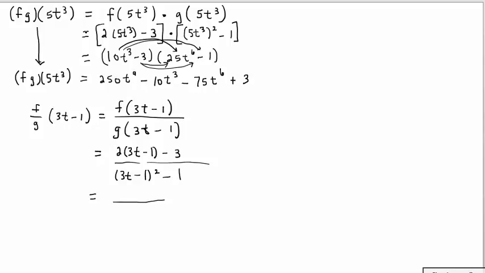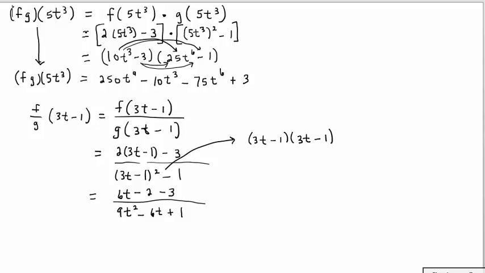A lot of work, a lot of algebra. Distribute the 2. 6t minus 2 minus 3. Yep, and in the denominator, if I were to come over to some scratch paper, multiply these two out together using your preferred technique, the result of foiling, multiplying, boxing, would be these three terms right here, but I still have to go back and get the minus 1.